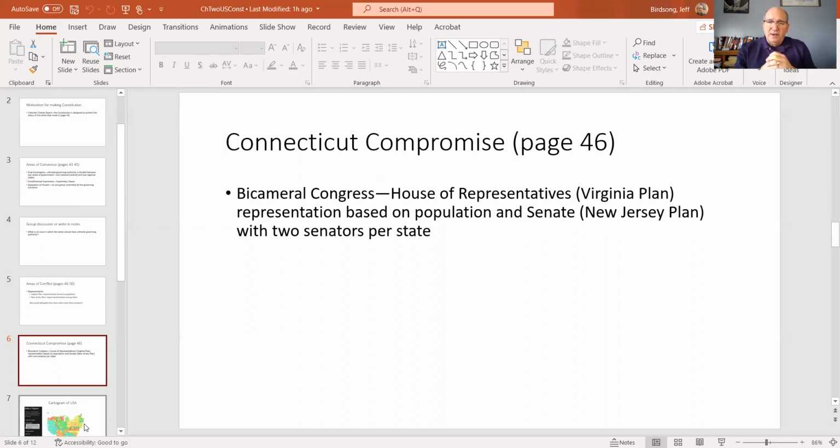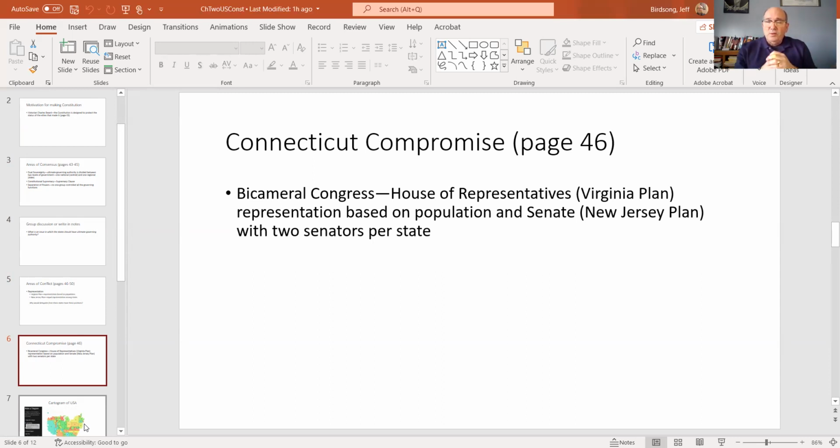The details of the Connecticut Compromise are found on page 46. And one of the key details is the bicameral Congress. So you have two houses within that Congress. You have a House of Representatives, which is reflective of the Virginia plan. Representation is proportional. Some states have more representatives than others. And then you have the Senate, which is based on the proposals of the New Jersey plan.